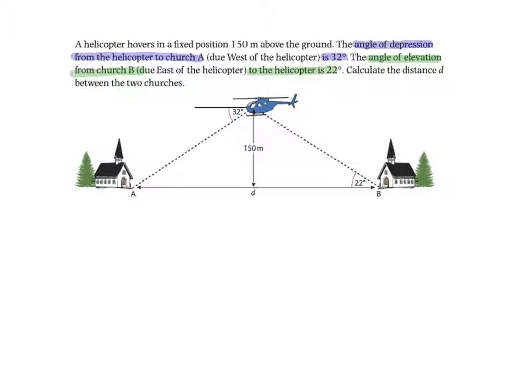Can you please pause again and identify these two angles on the diagram, trying to understand what angle of depression and angle of elevation mean? Angle of depression from the helicopter to church A. If we are in the helicopter and look horizontally, right in front, in order to see the church, you need to look down. When our eyes turn in this direction, then we see the church A. The angle that our eyes are sweeping is called angle of depression. Depression because it goes down, and that's an angle of depression.